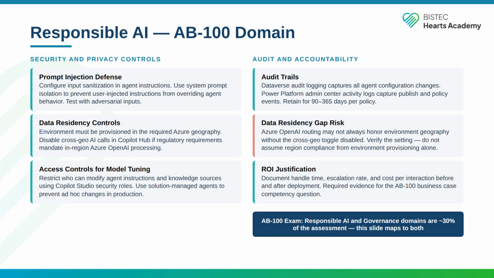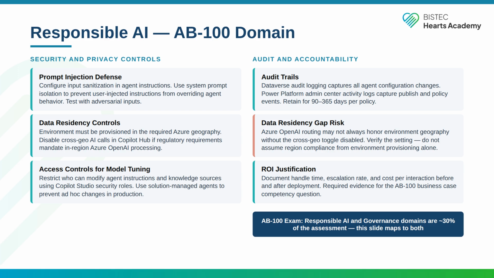Responsible AI and governance together represent approximately 30% of the AB 100 assessment. The controls on this slide are not theoretical. They map directly to exam questions that ask you to identify the correct configuration path, the correct audit source, and the correct remediation action for responsible AI scenarios.